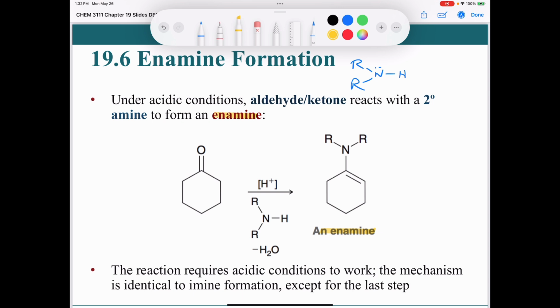And it says here, this reaction requires acidic conditions to work, and the mechanism is identical to imine formation except for the last step. So if you know the mechanism of imine formation, you know the mechanism of enamine formation. The only difference is going to be in the last step. Why? Because you can see we have no protons on the nitrogen to remove.